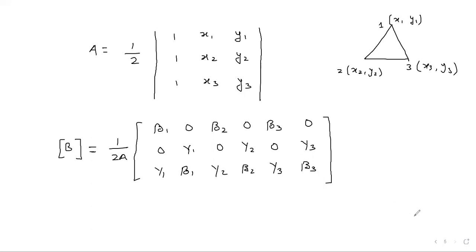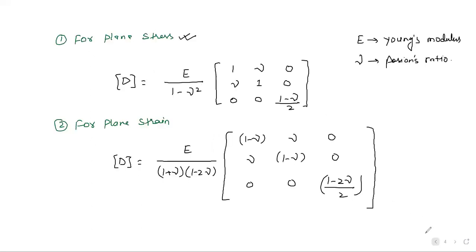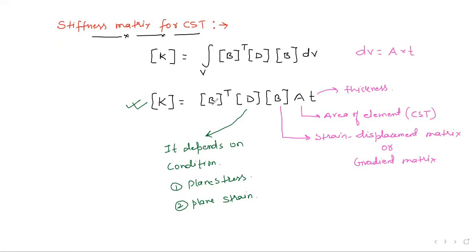So now we know everything. If you want to find the stiffness matrix, we need B transpose, because we know this B matrix. We know the D matrix; it depends upon the condition, whether it is plane stress or plane strain. On the basis of that condition, the D matrix is going to be different. Thickness they will give directly. Once you know the B matrix, you will easily find B transpose.